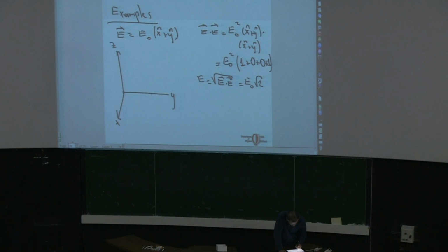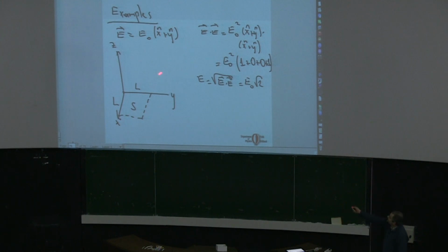Now let me take this surface. This is my surface S. This has side length L. This has side length L. Now what is the flux that goes through the surface of this electric field?